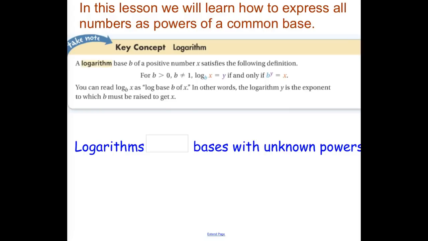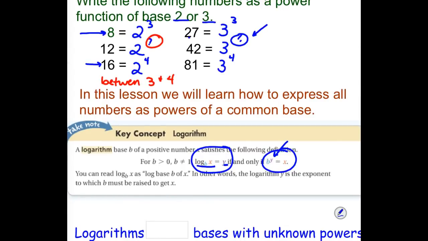All right, the definition of a logarithm. It says a logarithm of base b of a positive number x satisfies the following definition. For b, the base, being greater than 0 and not equal to 1, the log base b of x is equal to y if and only if b to the y equals x. In other words, the logarithm y, so y was a logarithm, it is the power that we need to raise b to in order to get x. So when we talk about finding a log, we're looking for a power. We're trying to find that power. Just like up here, we were trying to find this missing power.